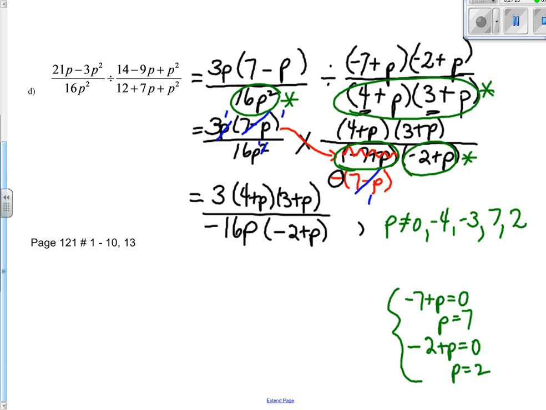All right, textbook, page 121, 1 to 10, and 13.